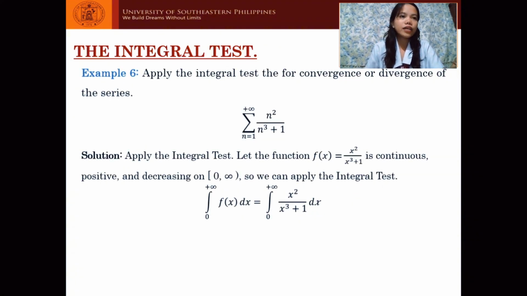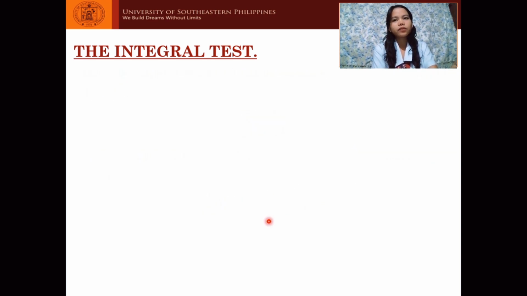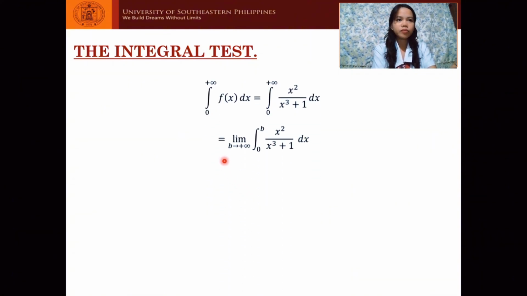So right after that, we have the integral of f of x dx from 0 to positive infinity, where f of x equals x squared over x cubed plus 1. So now we have the integral of x squared over x cubed plus 1 dx, ranging from 0 to positive infinity. So we apply the theory of improper integrals. This is the last problem that we have.